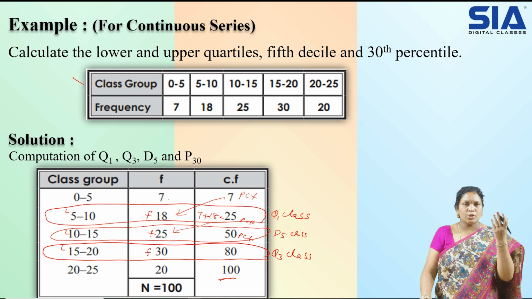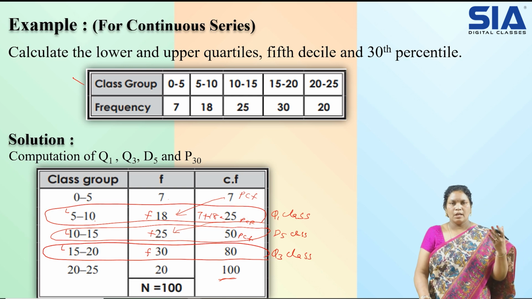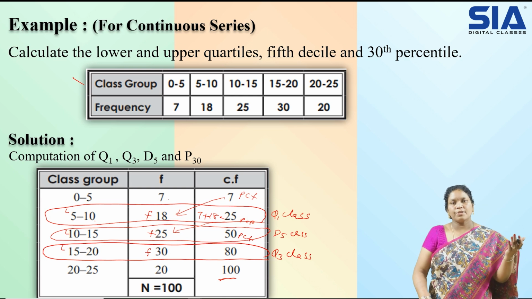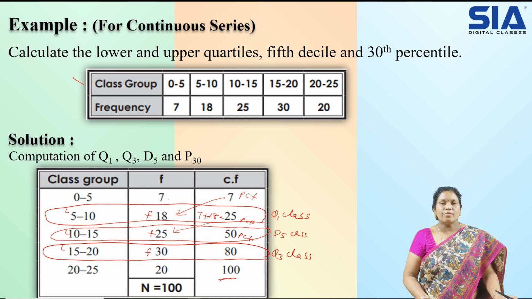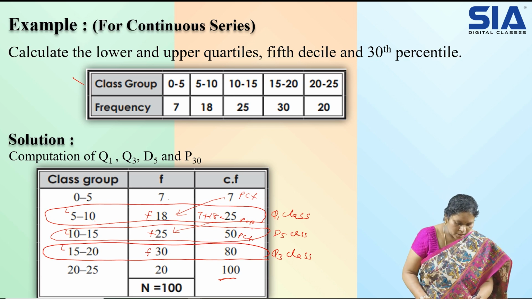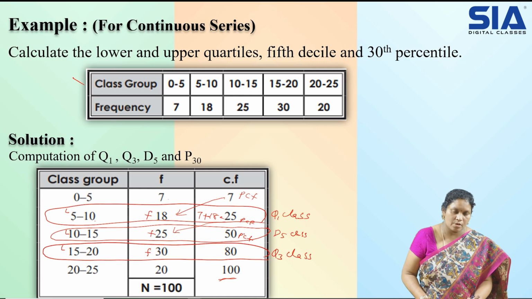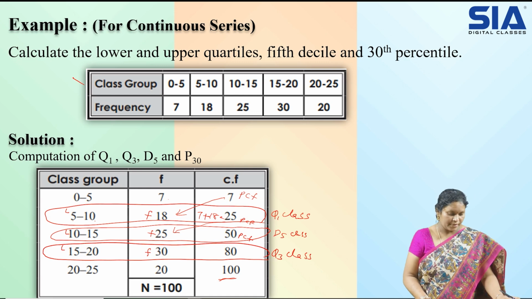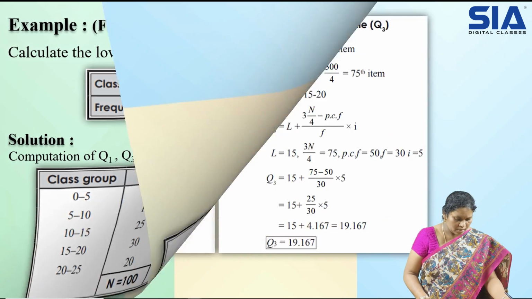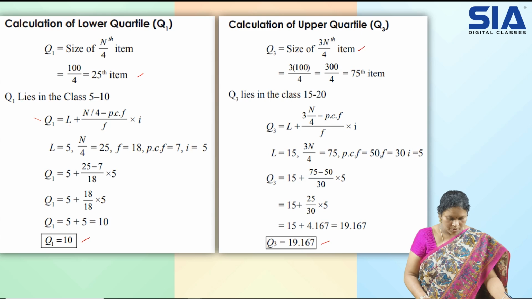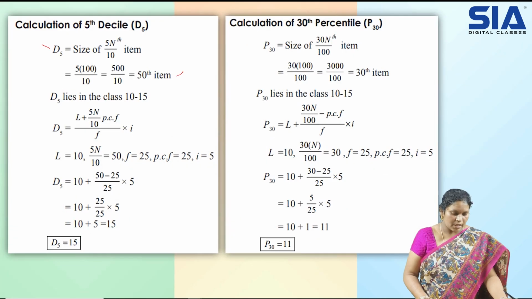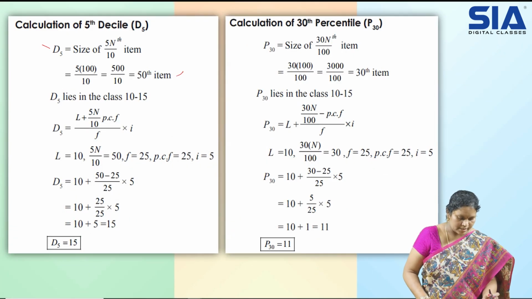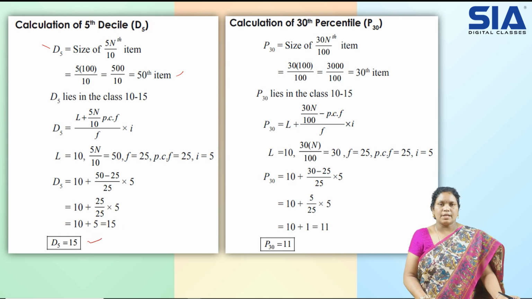It has no connection with Q1 and Q3, we should not consider those values. If Q1 is finished and Q3 is finished, directly go for D5. So for D5, whatever D5 class you got, its above value becomes your PCF. I is the same again: upper limit minus lower limit becomes your I. Let us substitute all the values here in D5 and get the answer. Substitute all the values we just discussed, and D5 we got as 15 as the answer.